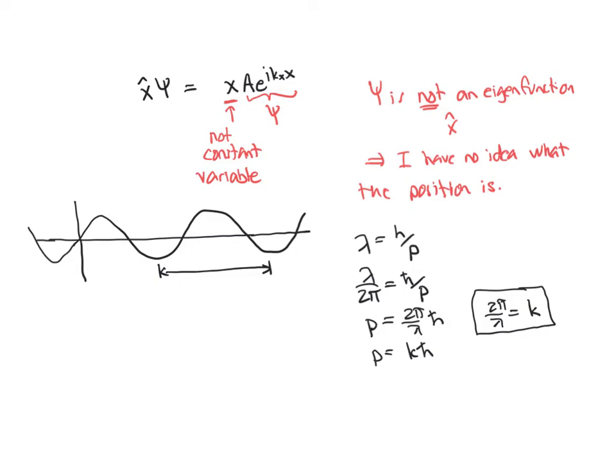Because this k value is related to the wavelength of the wave, we often call this the wave vector. So k defines the wave vector for my wave.